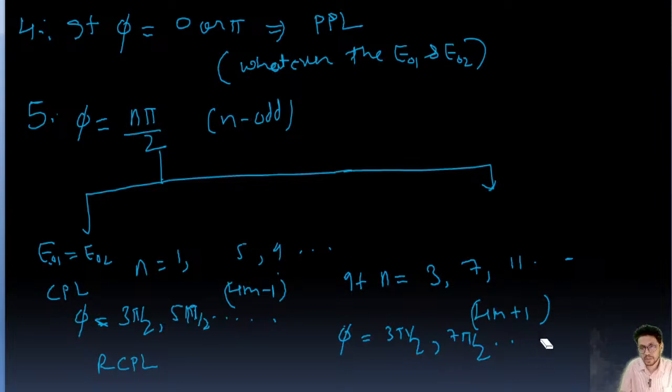I will solve questions, then it is going to clear your doubt. But you need to learn this trick, guys. In that case, polarization is going to be left circularly polarized, LCPL. So if it is 1, 5, 9, or 4m plus 1, and this is 4m minus 1, then it is left circularly polarized. This is the first case.